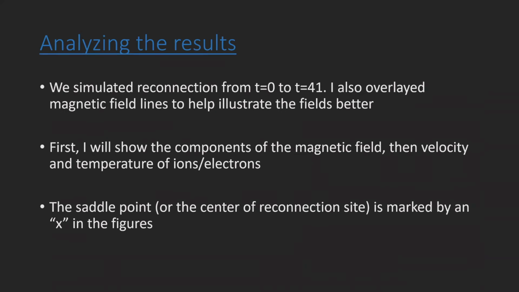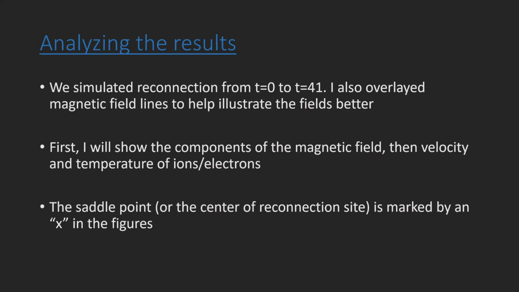And so analyzing the results, we simulated reconnection from the time of 0 to time 41. And in all of the figures, I overlaid the magnetic field lines, which you can get by getting the contour of the magnetic potential. But first, I will show the components of the magnetic field, and then the velocity and temperature of ions and electrons. And in all the figures, the saddle point or the center of the reconnection site is always marked by an X.